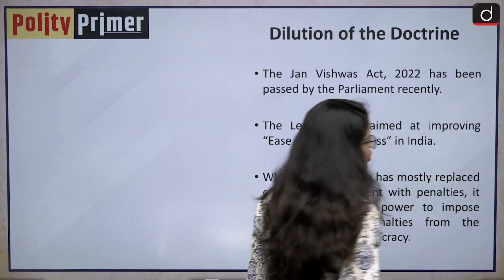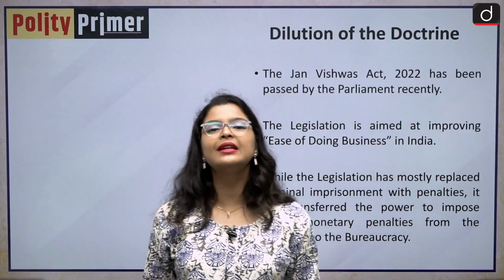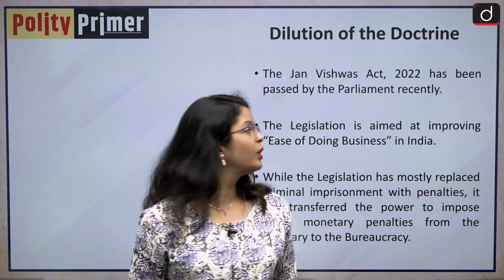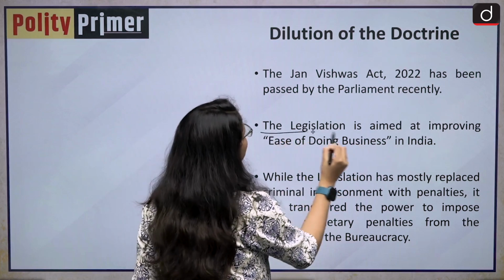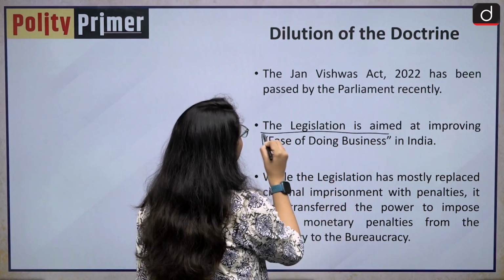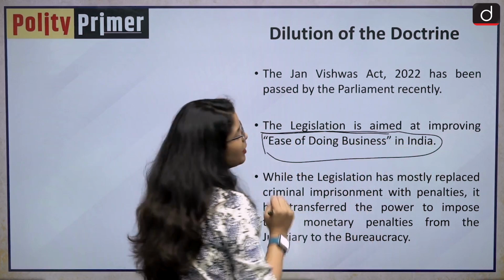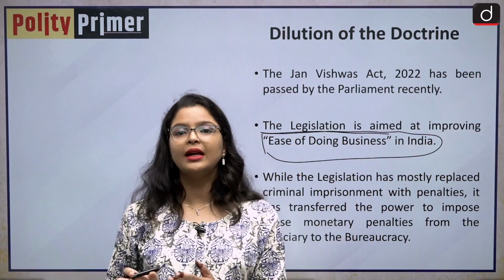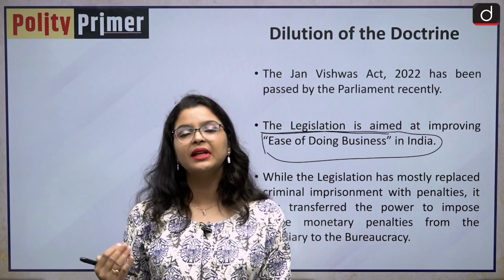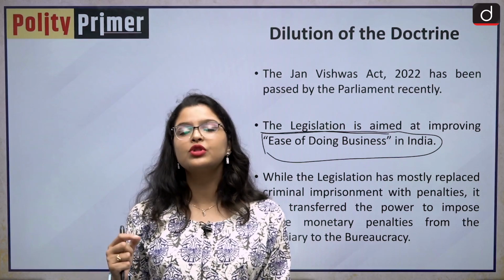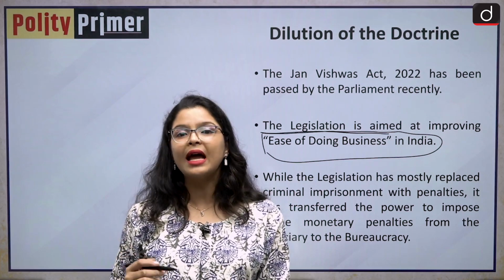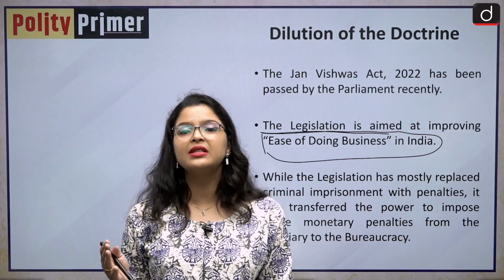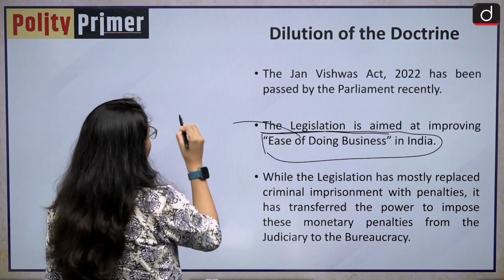So the Jan Vishwas Act is a very recent legislation passed by the Parliament to enforce ease of doing business in India. The legislation is aimed at improving ease of doing business, because India is currently trying to become a manufacturing hub. We need laws so that foreign direct investment happens in our country and we are able to boost our manufacturing sector. So what has this Jan Vishwas Act done? It has decriminalized various offences across 42 legislations.